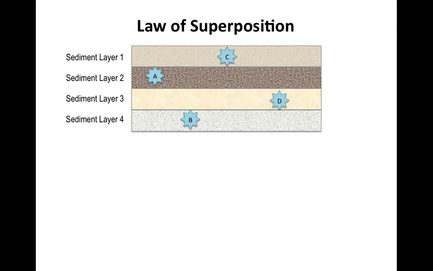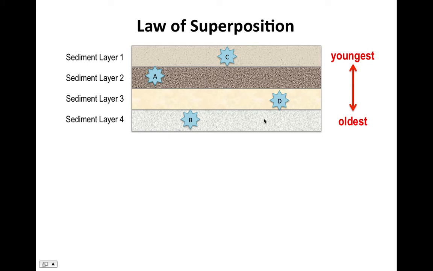So to start out, we need to recall the law of superposition, which is a geological law that really underpins this concept of older than and younger than. So here we have 4 layers of sediment, and you'll remember sediment is just the stuff that makes up the ground that we walk on. And sediment comes in layers in many parts of the world. The law of superposition tells us that the layers on the bottom will be the oldest and the layers on the top will be the youngest.